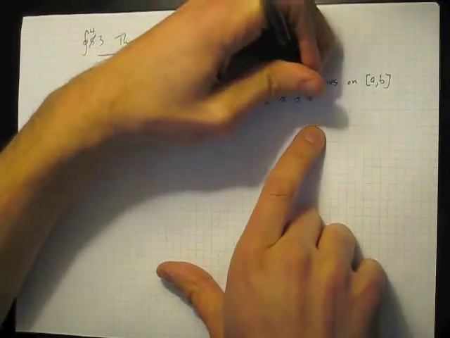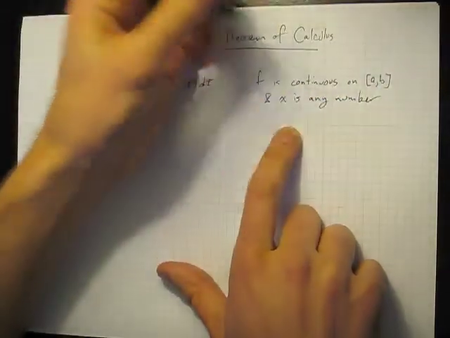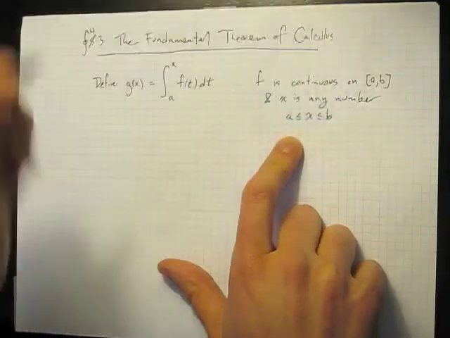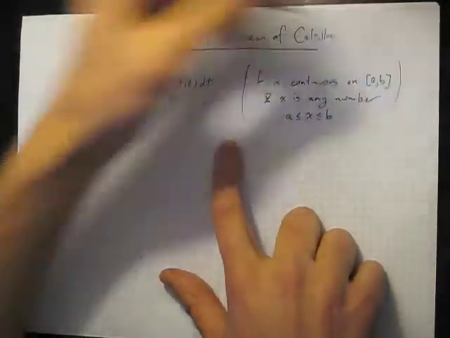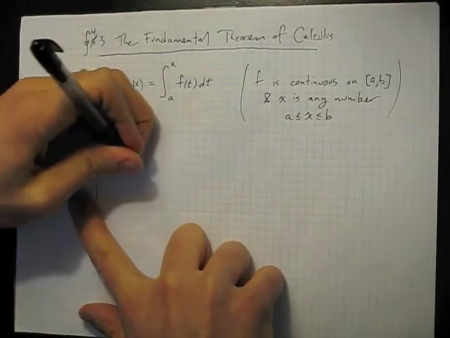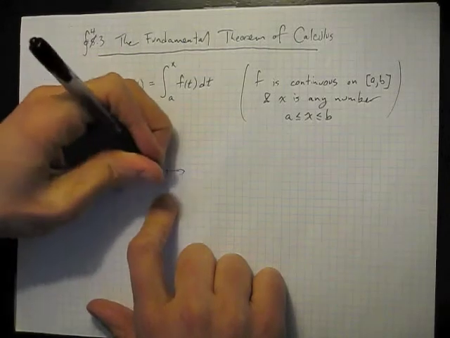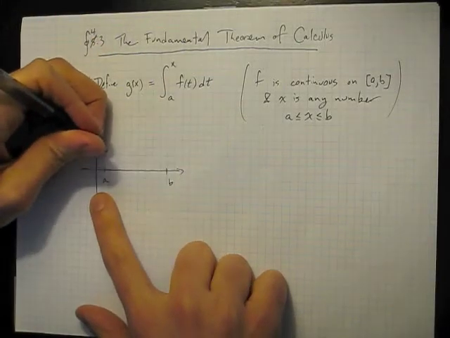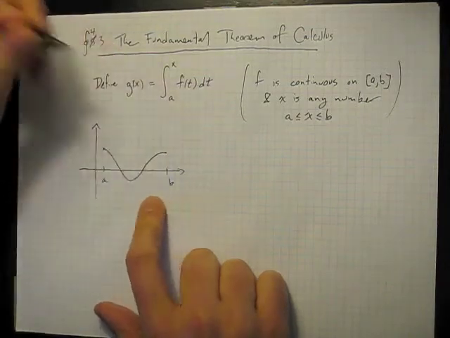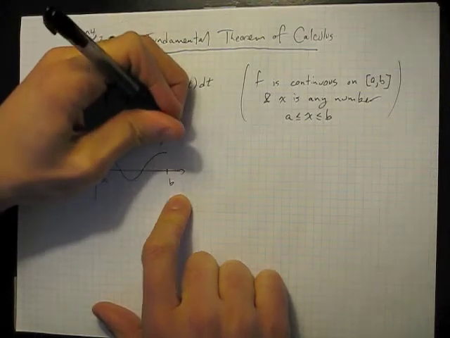is any number between a and b. Okay, so how is g defined? So let's just draw a picture of what a possible f might look like. So here's maybe a, and here's b. I'm just going to draw any old continuous function here. So this will be the graph of f. So f of x here.